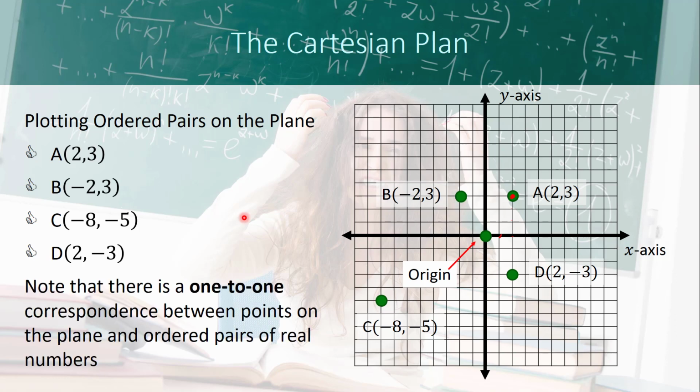And one of the things I want you to notice is that there is a one-to-one correspondence between the points on the plane and the ordered pairs of real numbers. That means every different point on the plane will correspond to a different ordered pair. This one will be different, this one would be different, and so forth.